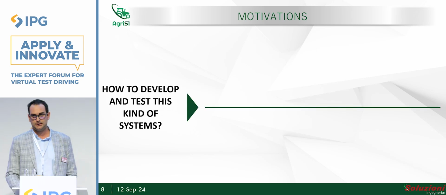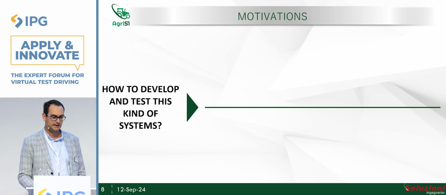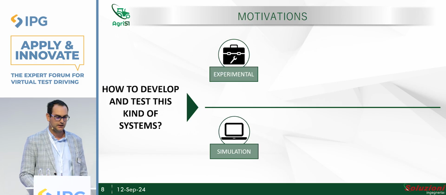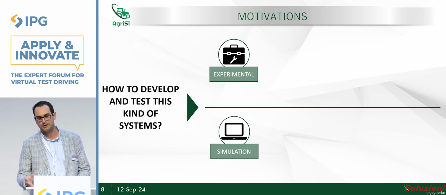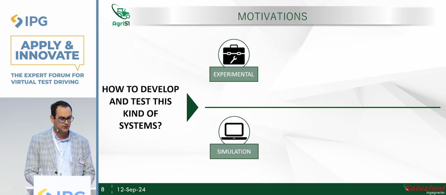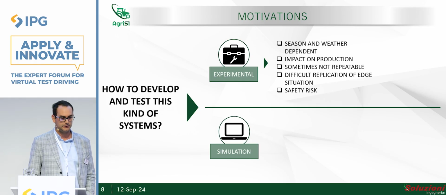We have the usual two ways that we always have when we talk about development and testing. The first is experimental and the second is simulation. I don't want to enter into the details of pros and cons of experimental and simulation in general for the automotive field. We already know them. But I want to focus more on this particular field, so agriculture and vineyard operation. If we start from experimental, we can see some critical points.